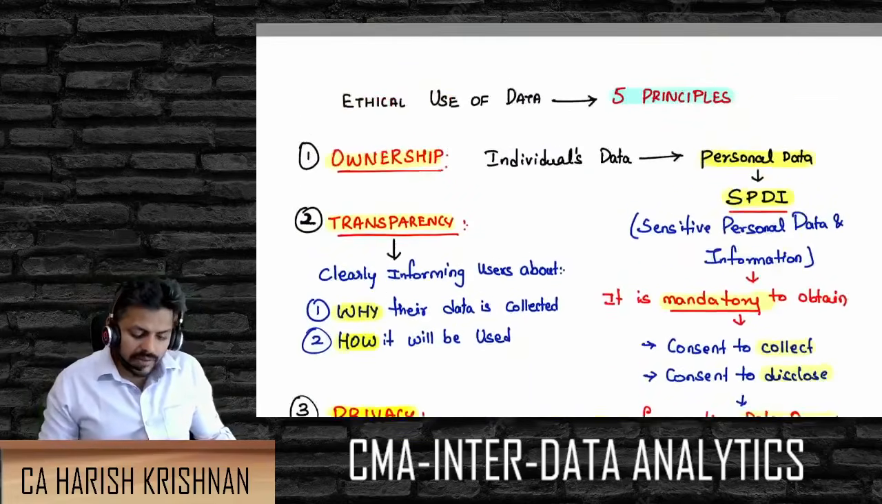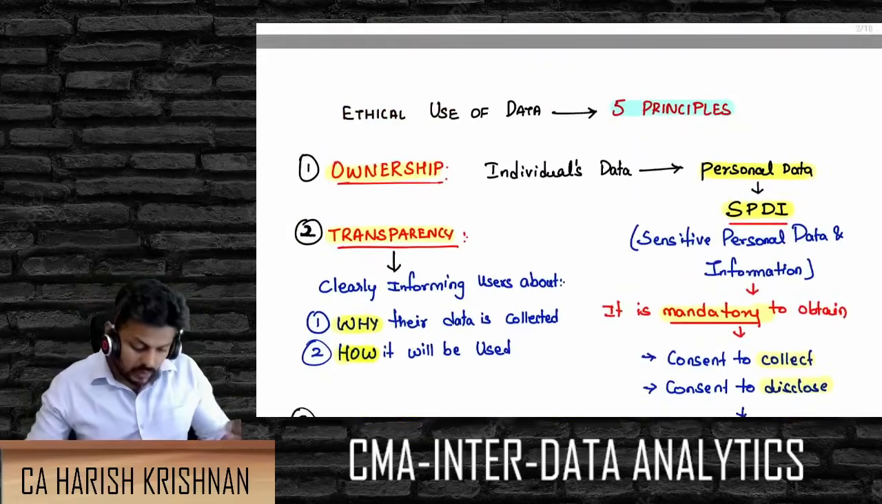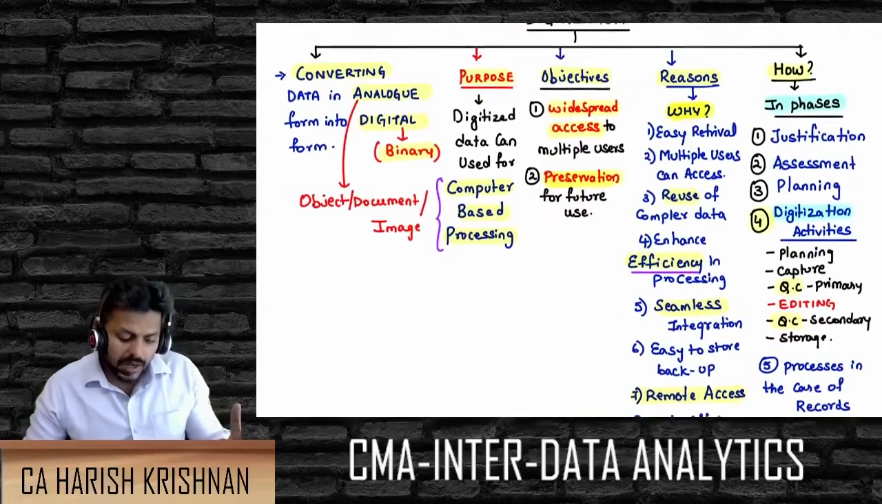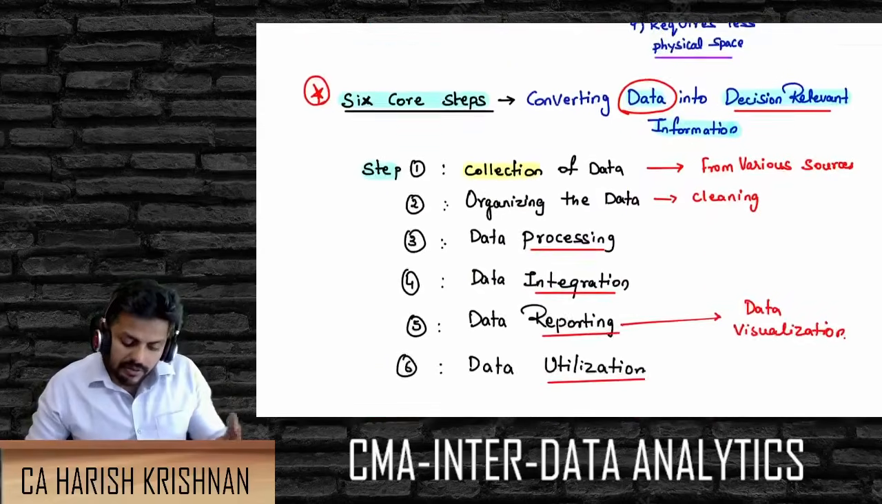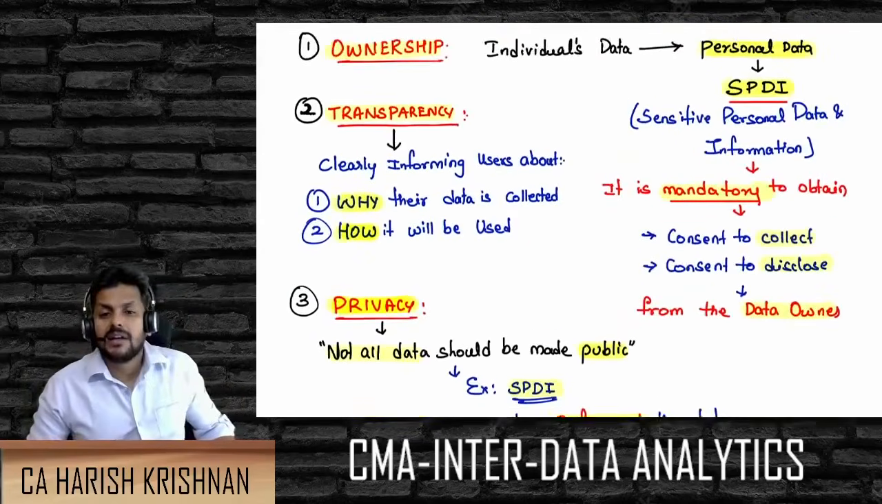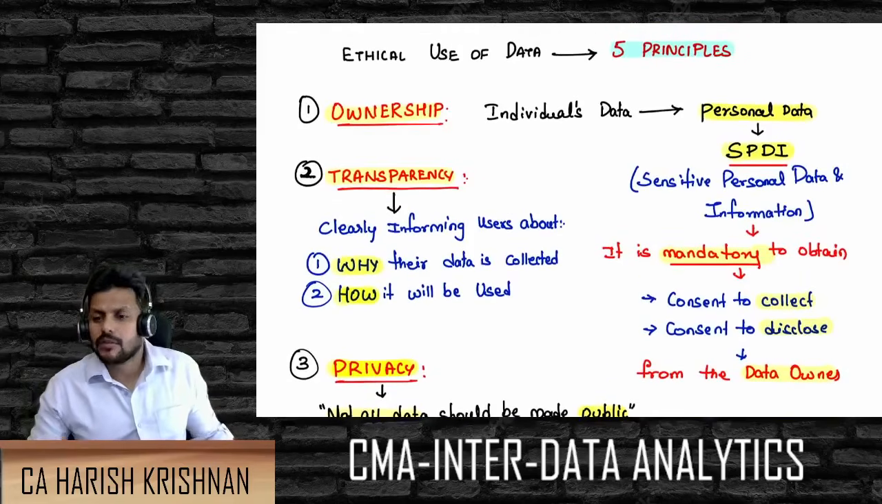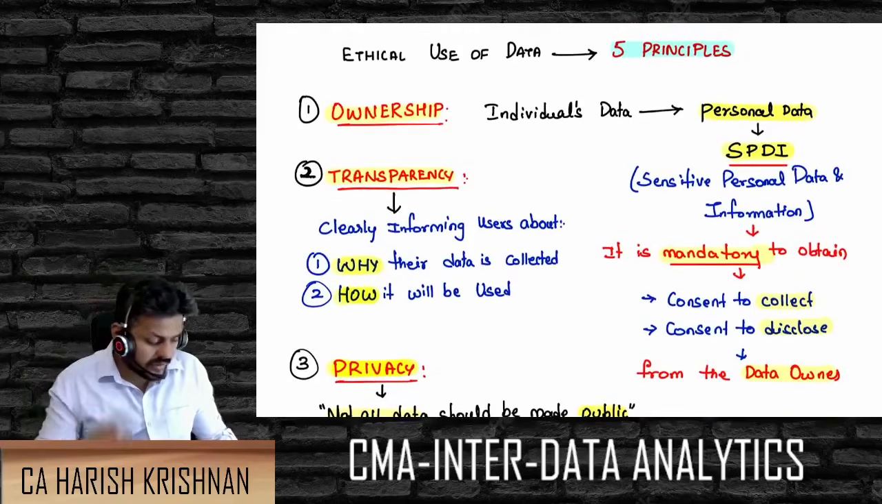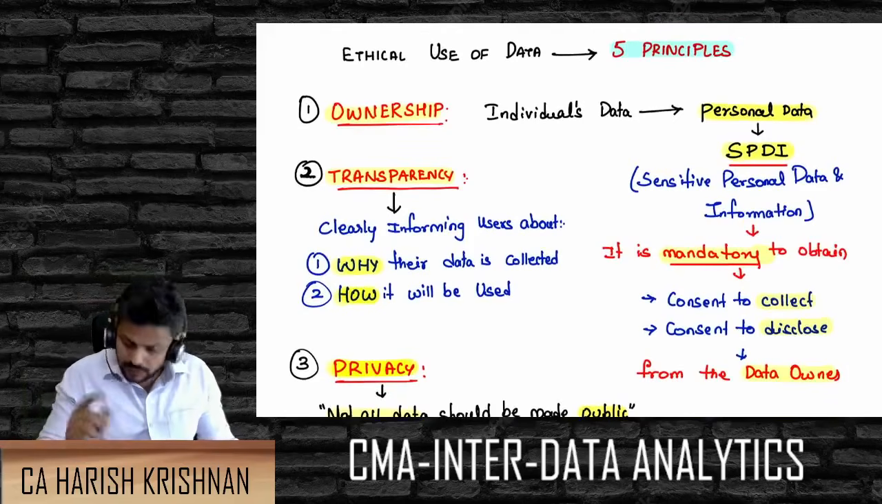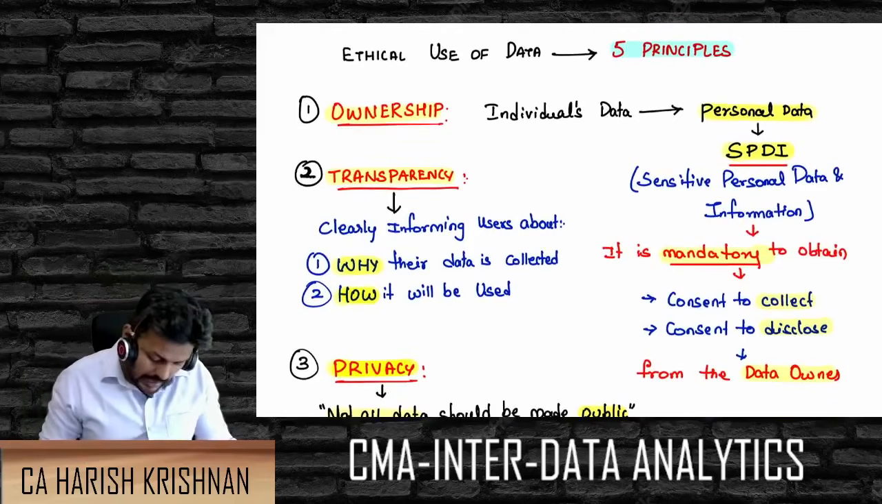Okay, so guys, this last set of four points, one more time to quickly run through all these points about data, about digitization, about these six core steps of converting data into information, and the ethical use of data. All these points have been asked in the exam. Alongside this, I would also want to show you very quickly one point from the material. These all are fine.